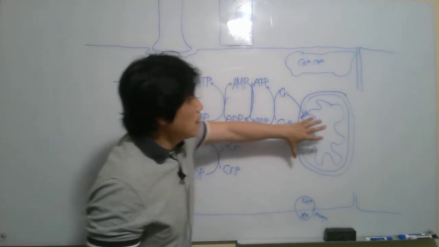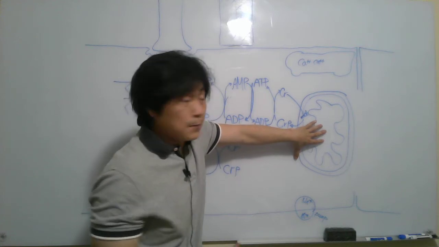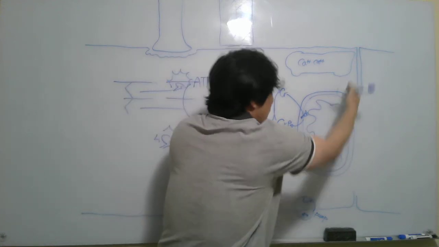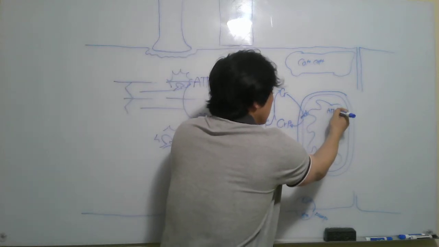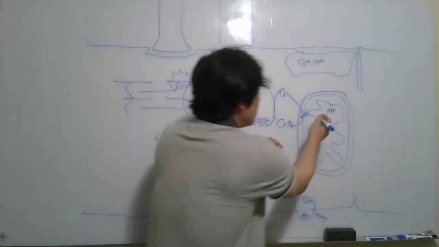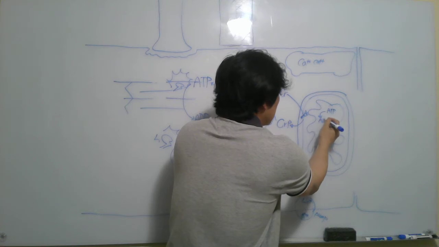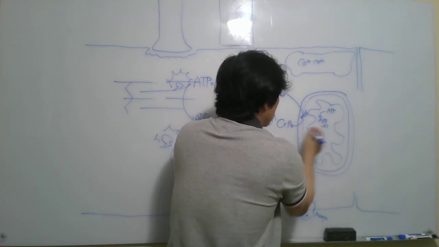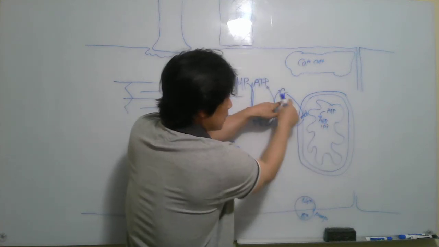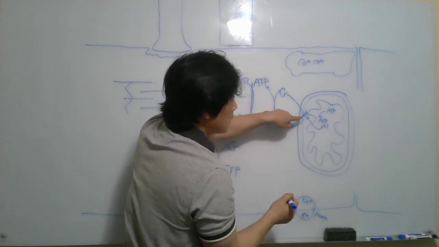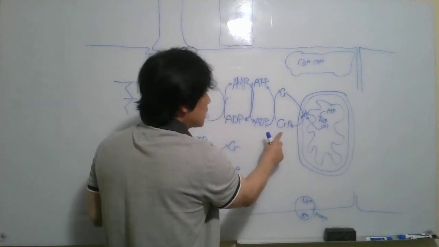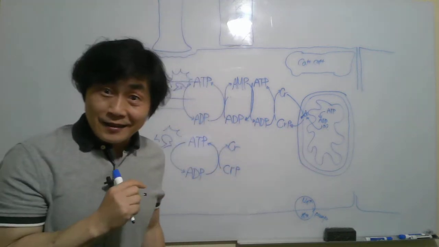How? Because mitochondria can make ATP. So mitochondria synthesize ATP, and ATP breaks down to become ADP and inorganic phosphate. So creatine gets this inorganic phosphate through the mitochondrial creatine kinases and resynthesizes creatine phosphate.